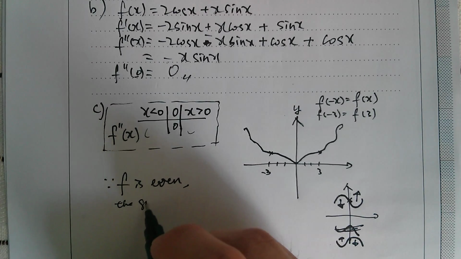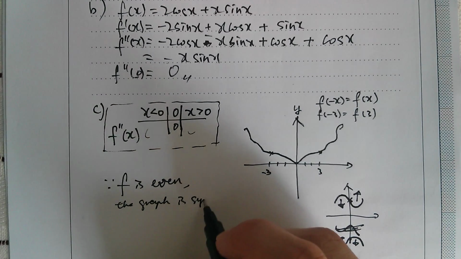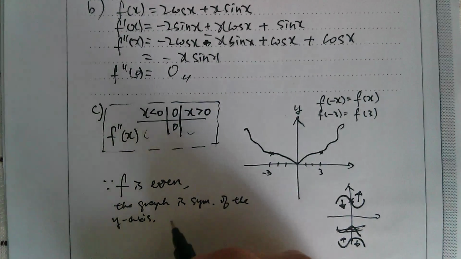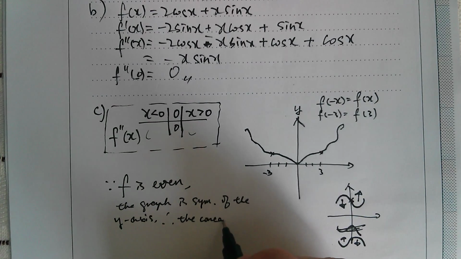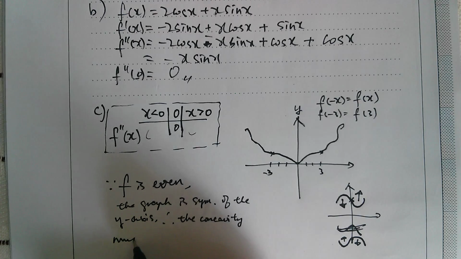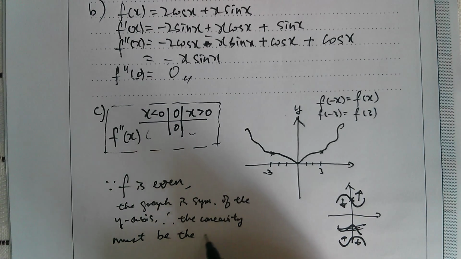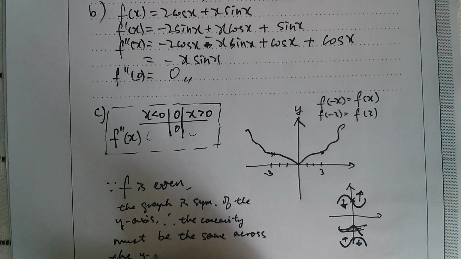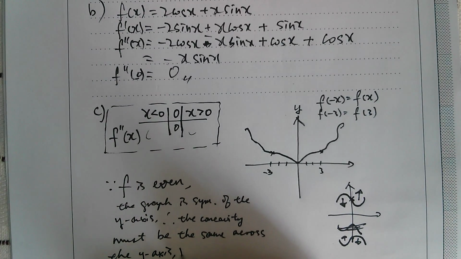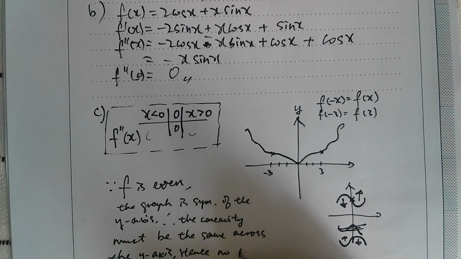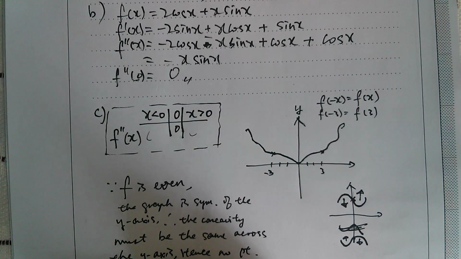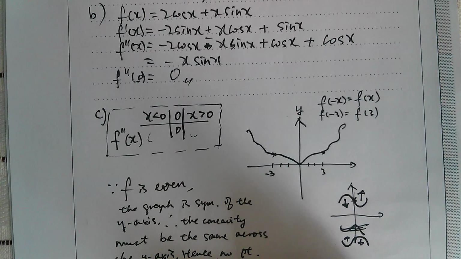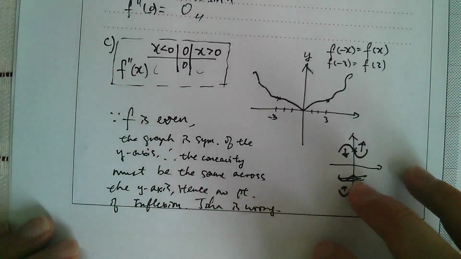okay, the graph is symmetric about the y-axis, and therefore the concavity must be the same across the y-axis, and hence no point of inflection. Therefore, John is wrong. Okay, therefore John is wrong.